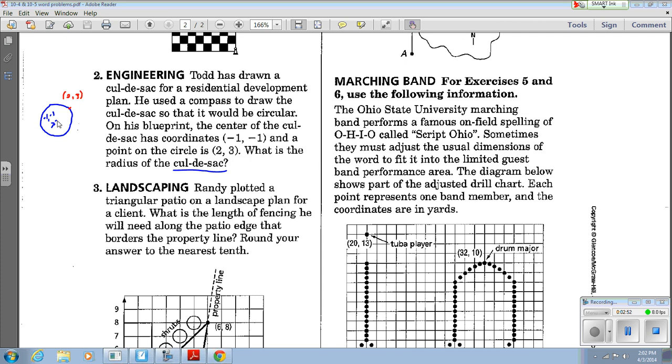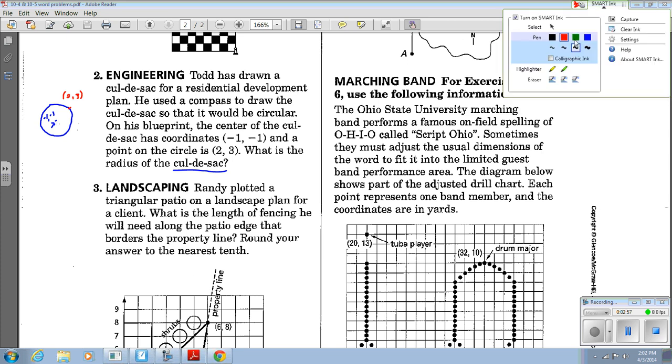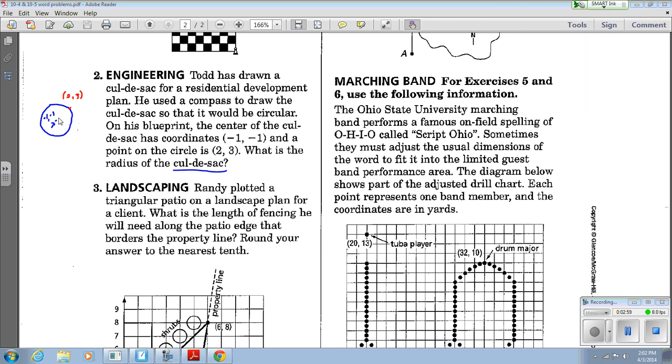Well, the radius, again, is the distance from the center of the circle out to the edge of the circle. So I would be drawing a line from the center of the circle right out to my red dot. And I want to know how far is this distance right here. So this is the distance that I'm after.